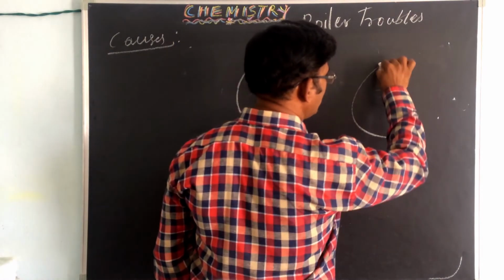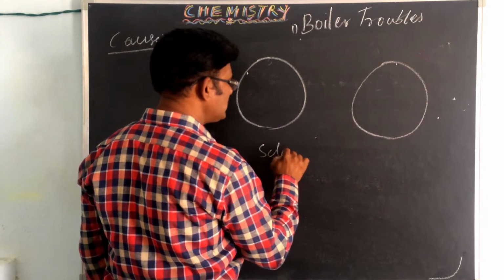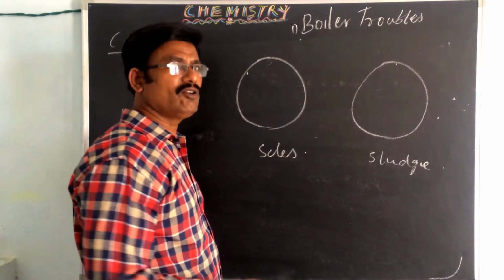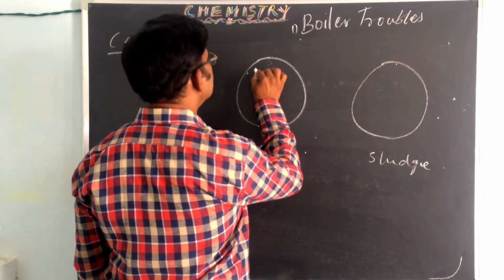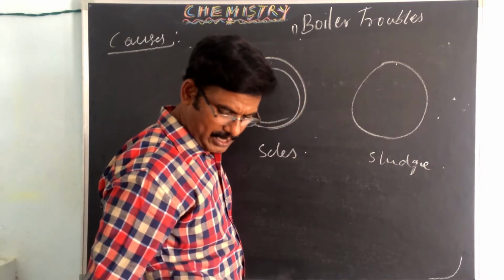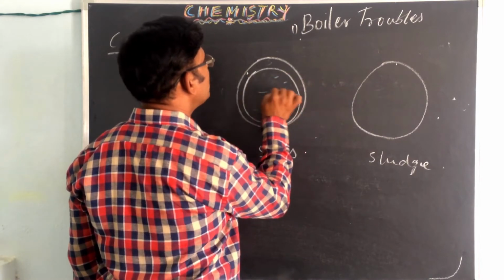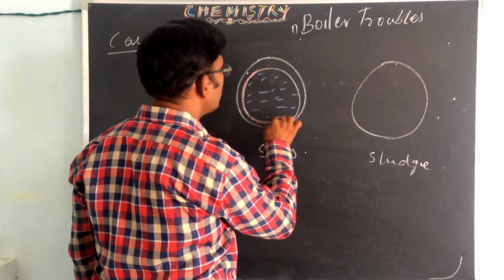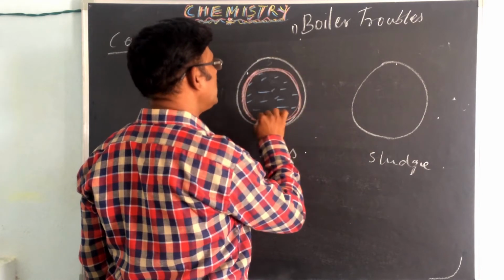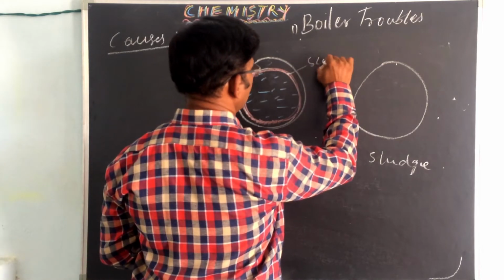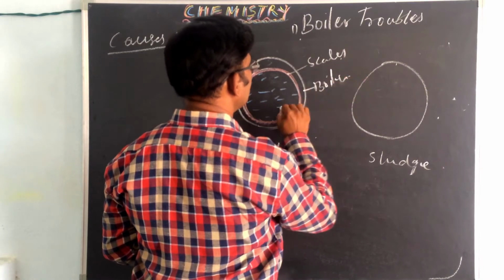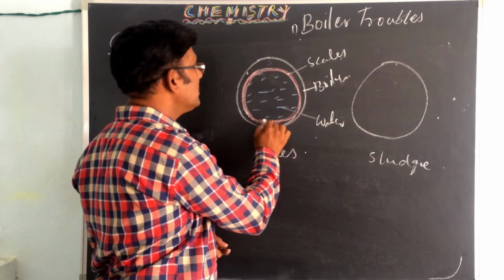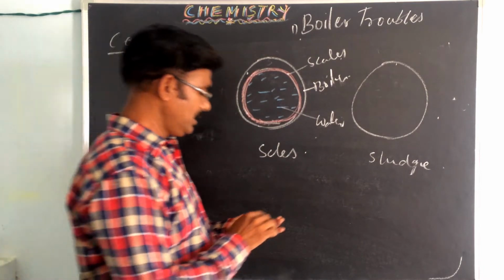These are two types of boilers. One has scale formation and the other sludge formation. Scales are calcium sulfate, calcium carbonate, magnesium carbonate. Here I will draw. This is the boiler, and this is the water. The scales are adhering very hard to the inner side of the walls and the bottom of the boiler.